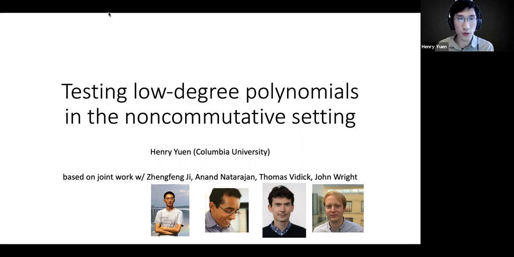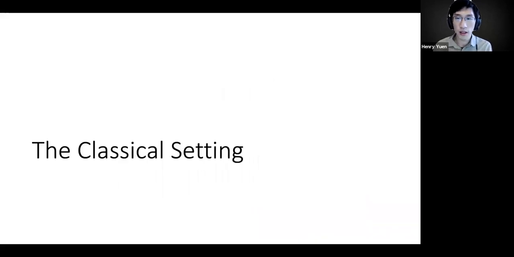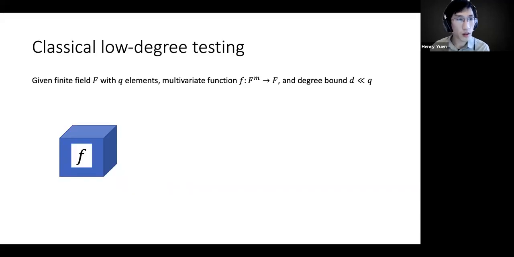So this is based on joint work with Zhengfeng Ji, Anand Natarajan, Thomas Vidick, and John Wright. So let me start by giving a general overview of low degree testing in the classical or commutative setting. So let's say that you have a finite field F with some number Q elements, and you have some multivariate function f that maps F^m to F, and let D be some degree bound. And for now, just imagine that D is much, much smaller than Q, the size of the field.